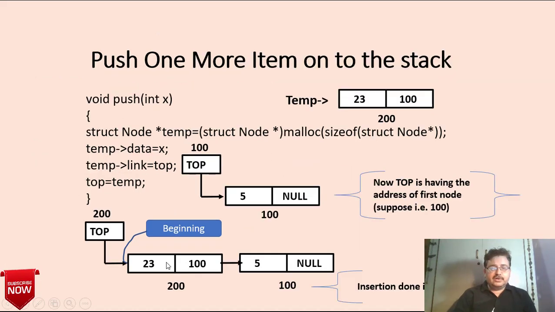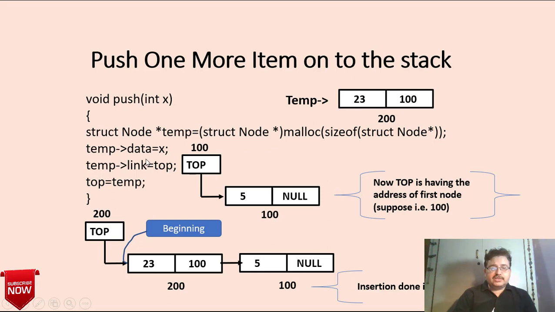Now take one more example. Now the same code is executed, but the new value, that is 23, is to be pushed onto the stack. The memory allocation is the same. I am again assigning some memory, and suppose this node has address 200. Now temp arrow data is equal to x, which is 23, and temp arrow link is top. Now there is a change.